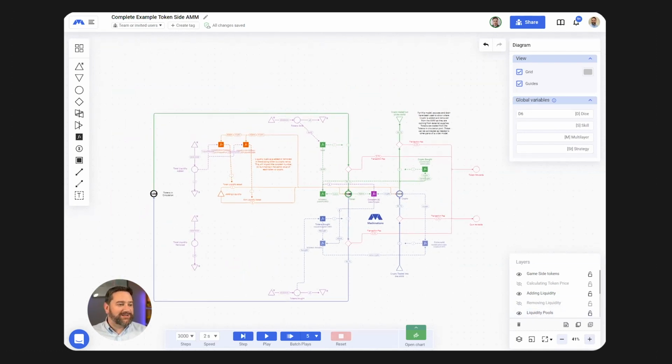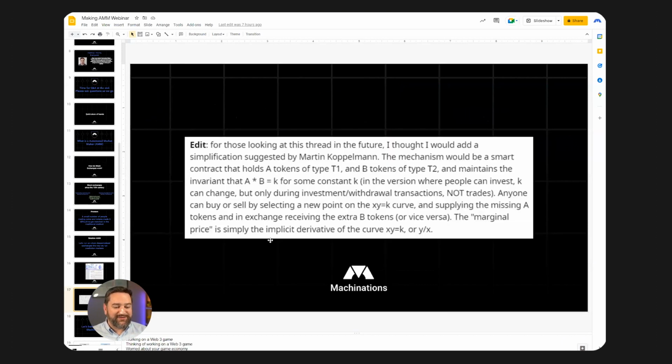Now, if we go back to this post from the original launch, or the concept of AMMs, there's this line here: in the version where people can invest, K can change, but only during investment and withdrawal transactions, not trades. So we've shown how the K number isn't being adjusted during trades. But what we now want to look at is, well, if we invest more resources into our AMM, obviously the K number can then change.